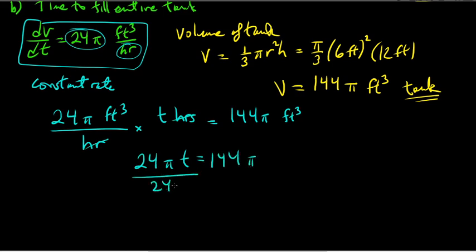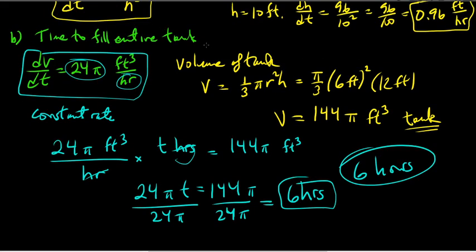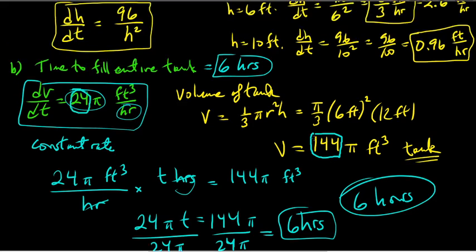So just divide by 24 pi. And yep, I need a calculator even for that. 144 divided by 24 is 6. 6 what? Oh, t is in hours, right? So 6 hours. Right? So yep, it takes 6 hours to fill the entire tank. And that was part B. Time to fill the tank was 6 hours. Yep, it's really just the 144 divided by the 24, if you didn't see that right away.